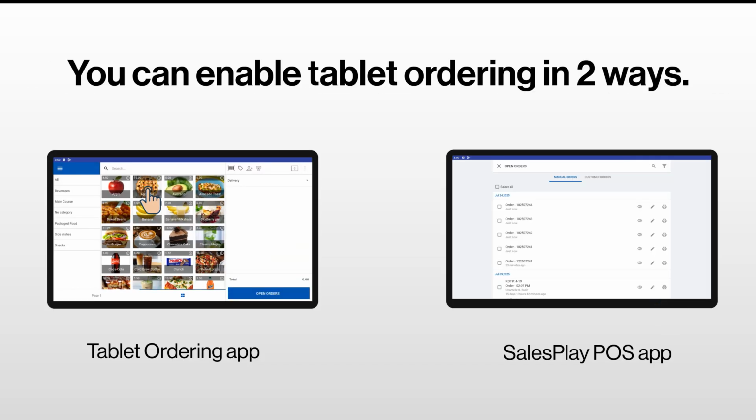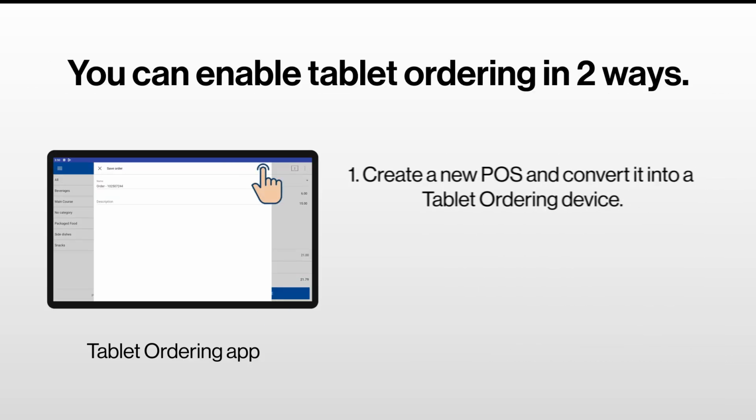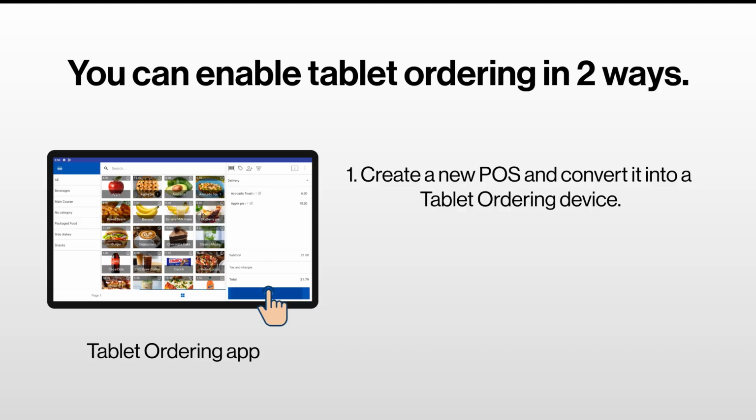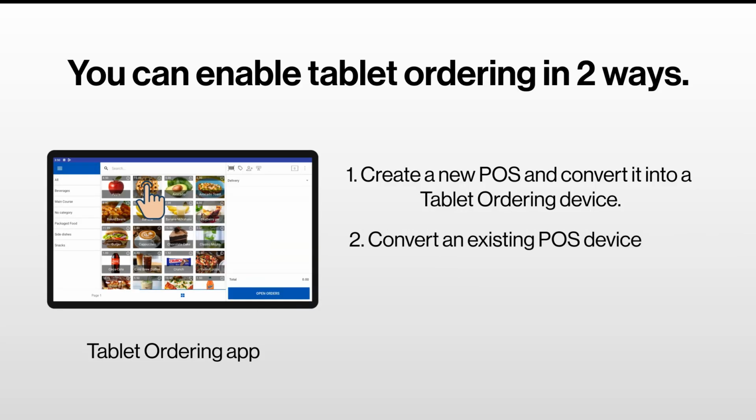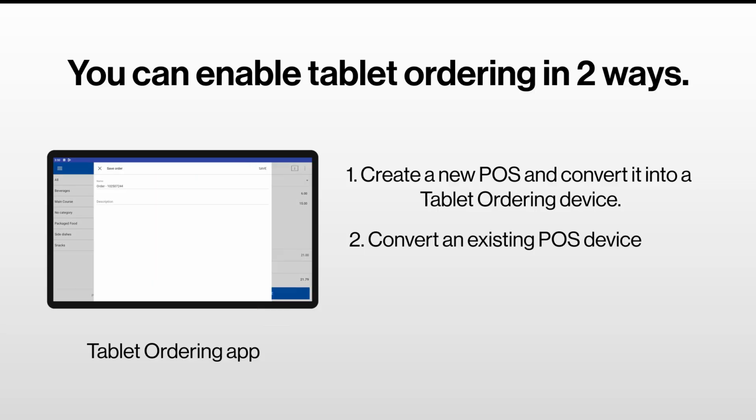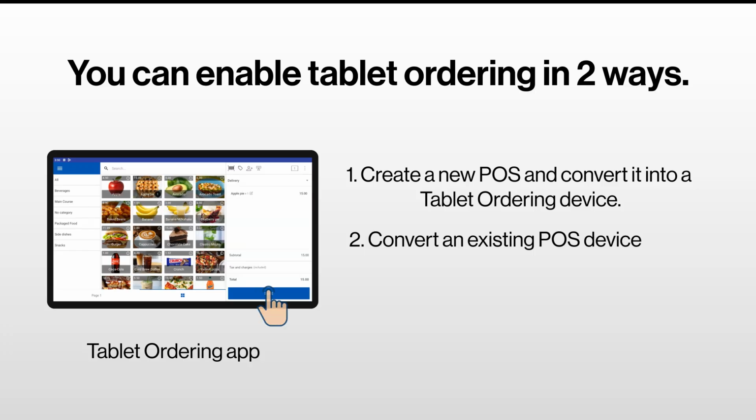You can enable tablet ordering in two ways. Number 1, create a new POS and convert it into a tablet ordering device. Number 2, convert an existing POS device. Let's see how to create a new POS and convert it into a tablet ordering device.